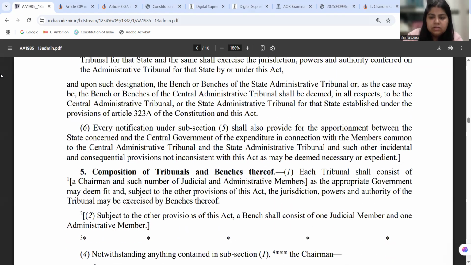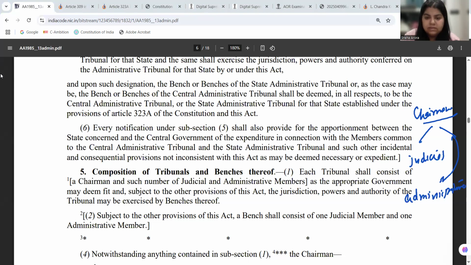Now, here what is happening is that when we talk of a single member bench, how is a tribunal constituted? A tribunal is constituted by a chairman. There is a chairman of the tribunal, and there are two kinds of persons. One is a judicial member, and another is an administrative member. Now, Section 5 clause 6 is saying that the chairman may constitute a single member bench and refer the matter to it. Now, the member may be administrative and the member may be judicial.